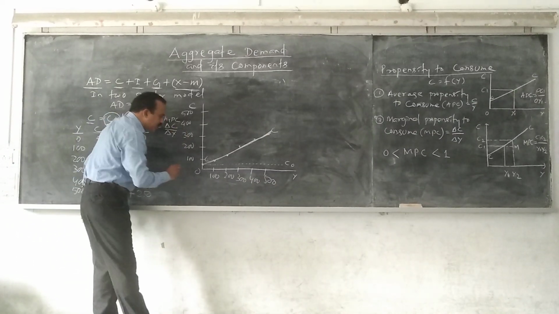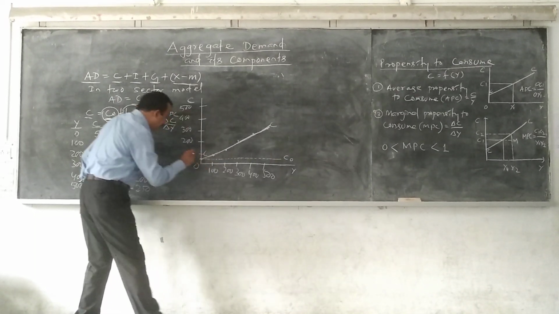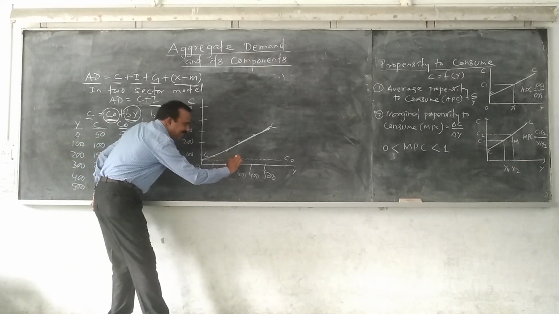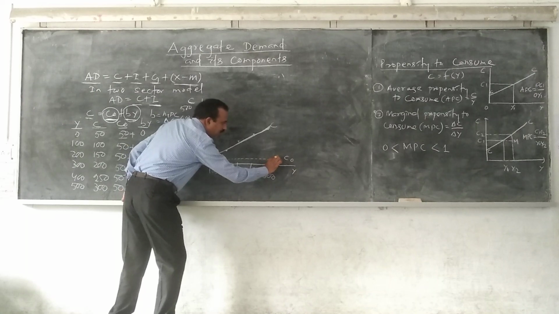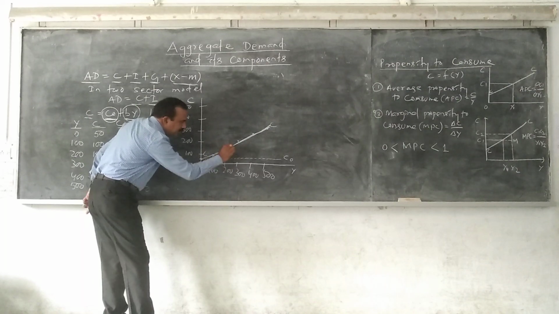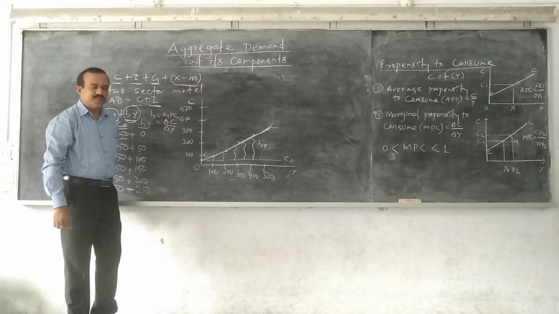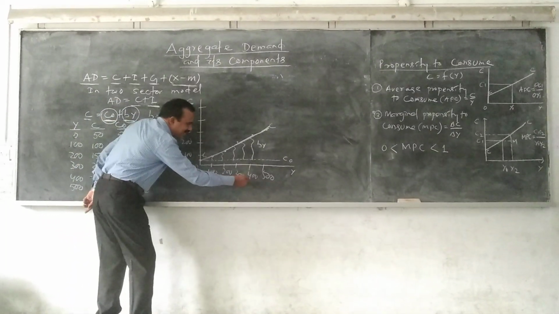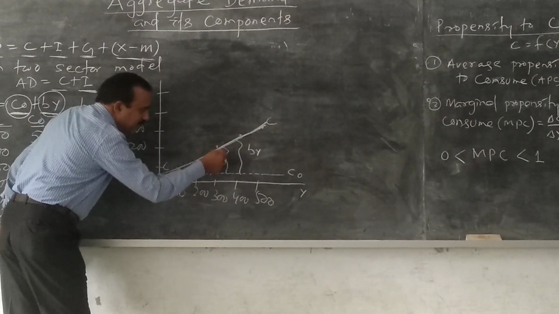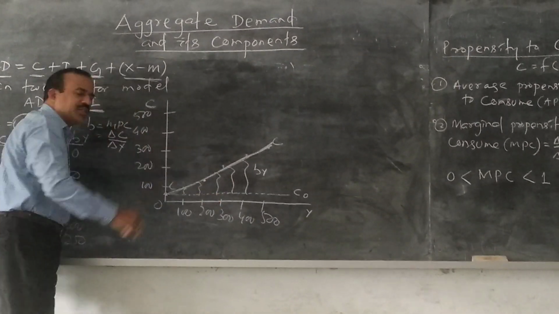In this consumption curve, this is your autonomous consumption. 50 is the autonomous consumption. It does not change with the change in income. It remains constant. And this gap, this is your BY, I mean induced consumption. As income rises, as income increases, this induced consumption is rising. So induced consumption depends on the level of income.